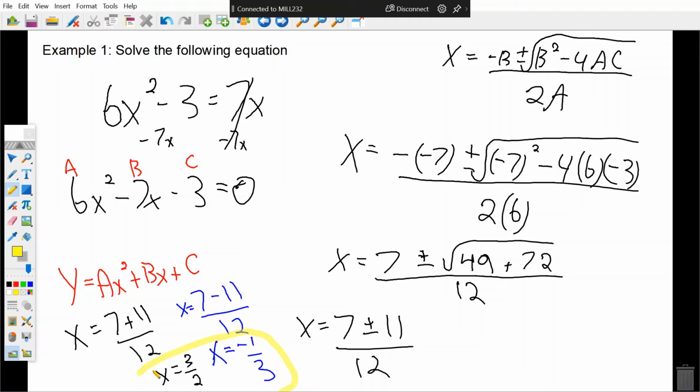Okay? So while you're writing it down, I'll just talk through the steps once more. We got the equation into standard form, ax squared plus bx plus c. We subbed our a, b, and c values into our quadratic formula. We simplified it down until we got to 7 plus 11 over 12 and 7 minus 11 over 12. We solved both of those, and we got our answers. Okay?